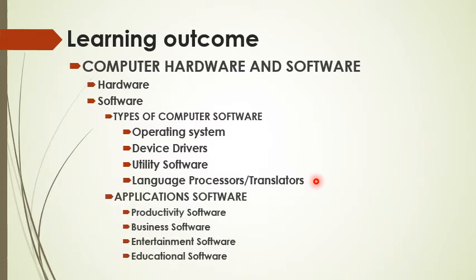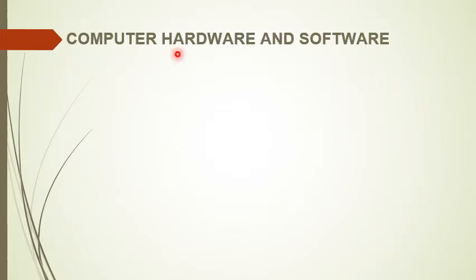Later on, we will understand the following things in software: internet applications, productivity software, business software, entertainment software, and educational software. Computer hardware and software.